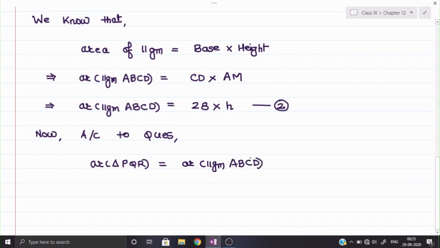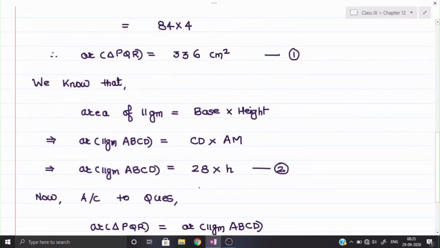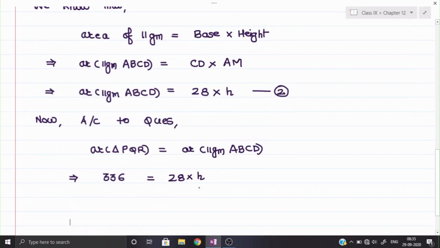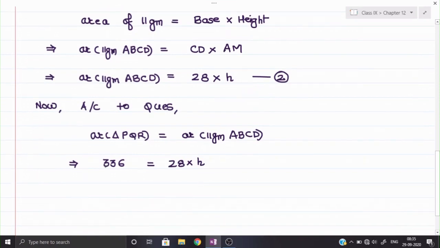Okay. Now, area of triangle PQR. What did we get on that time? We got the area of triangle PQR as 336 centimeters square, and area of parallelogram ABCD we have 28 into H. See the equation number 1. In the first equation we got area of triangle PQR as 336, and now area of parallelogram ABCD as 28 into H. 28 is in multiplication, it will come in the place of denominator. So 336 upon 28.